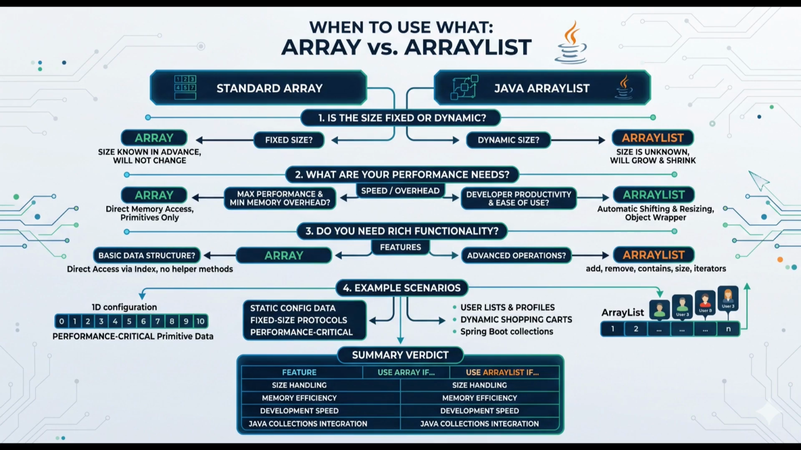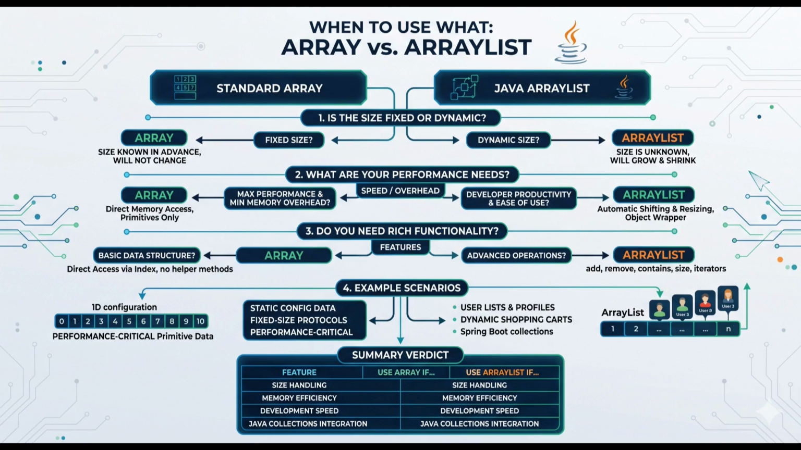Deciding between a standard array and an ArrayList doesn't have to be guesswork. Just follow this decision tree. First question: is your data size fixed or dynamic? If you know the exact size from the start and it's never going to change, a standard array is your best friend. Next, look at your needs. Do you need absolute raw performance and direct memory access for primitives? Go with an array. But, if you're like me, building Spring Boot apps where developer productivity and features, like add, remove, or contains, matter more, ArrayList is the clear winner.